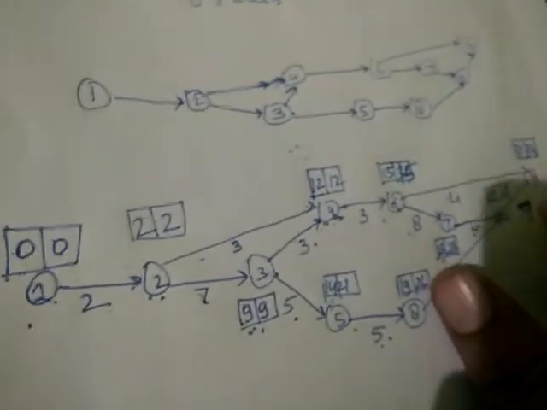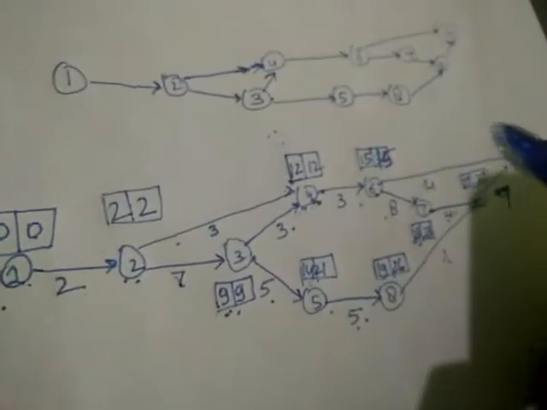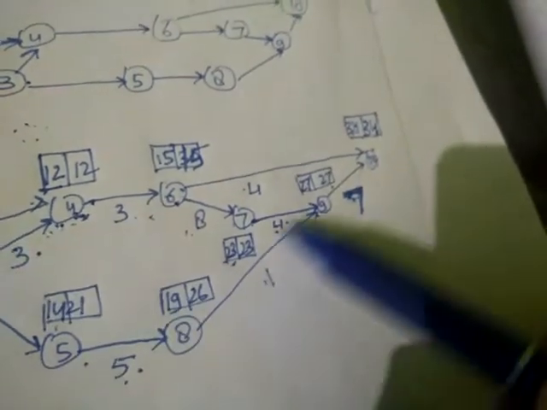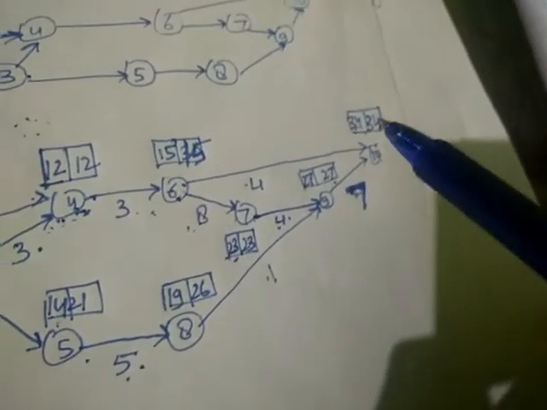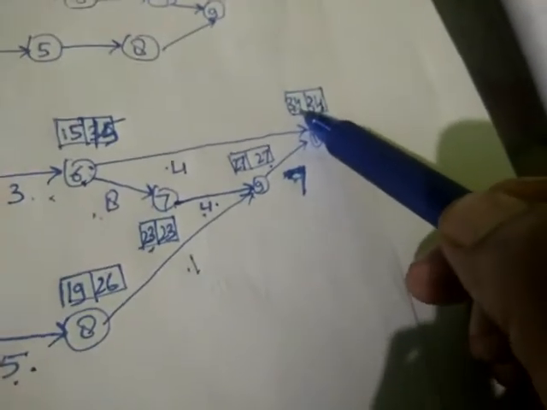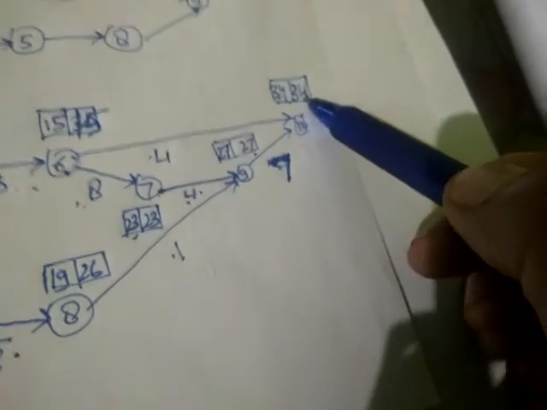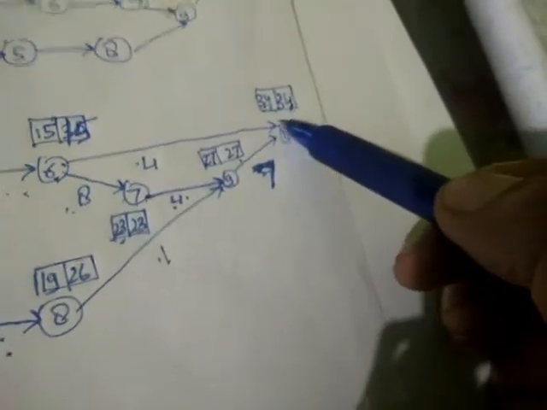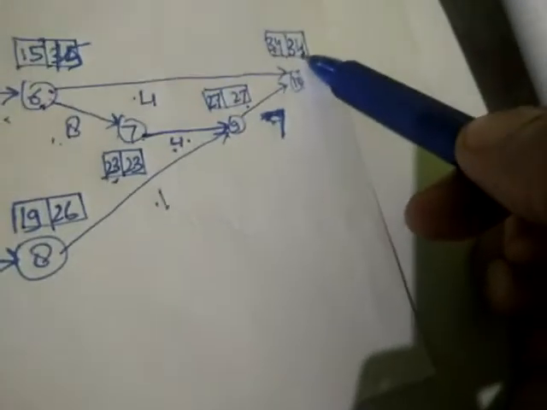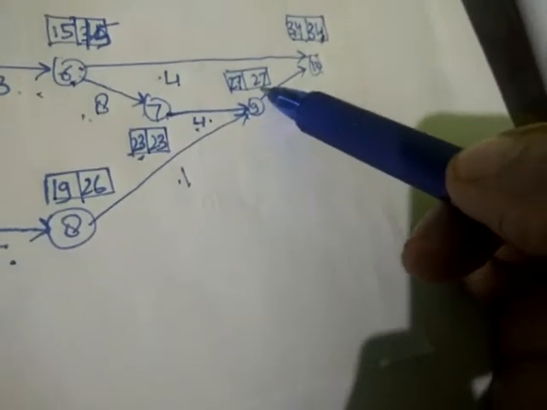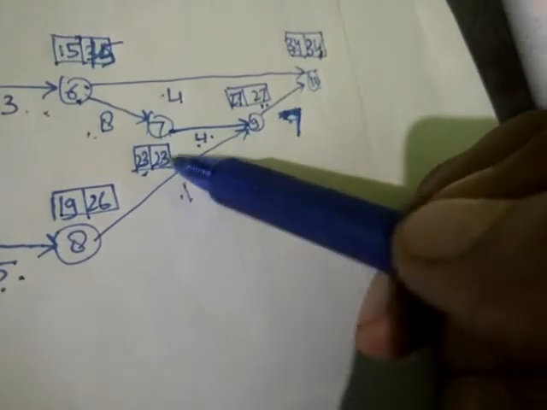So now this is the backward pass method. Let me explain again. With the help of forward pass method, we calculated all the earliest times of the events. Here it was 34. Now we started and wrote 34 here. So with reference to this we are going to calculate all the latest times. So 34 minus 7, 27. Right. Now 27 minus 4, 23.